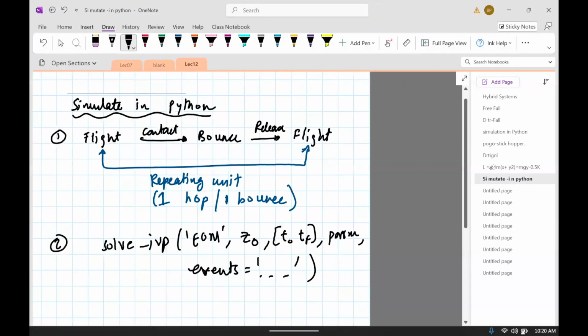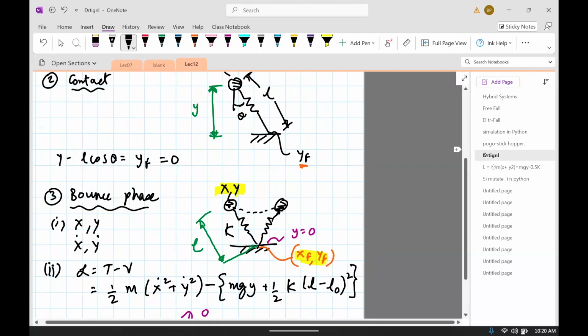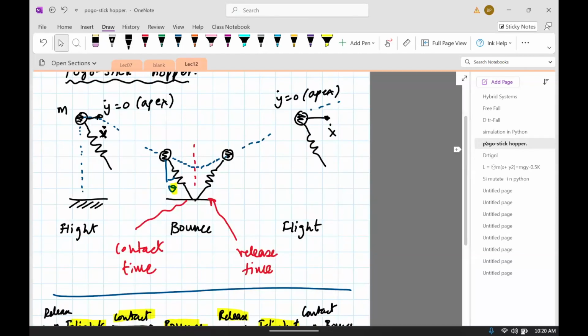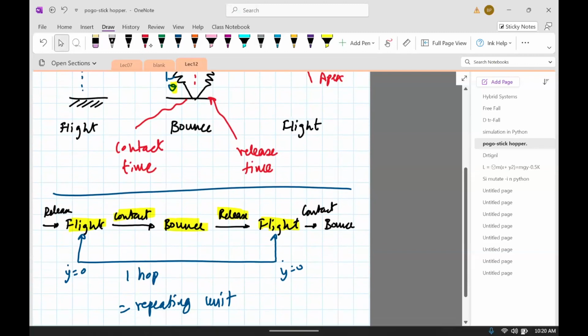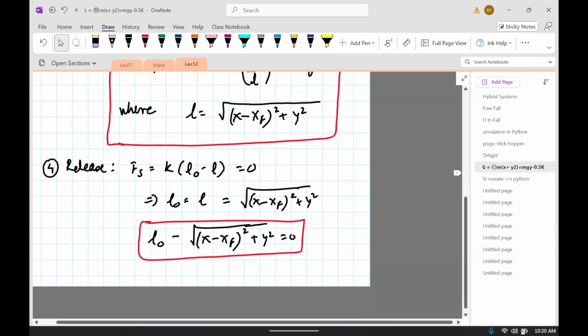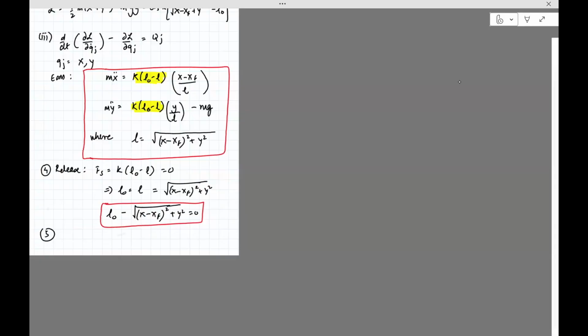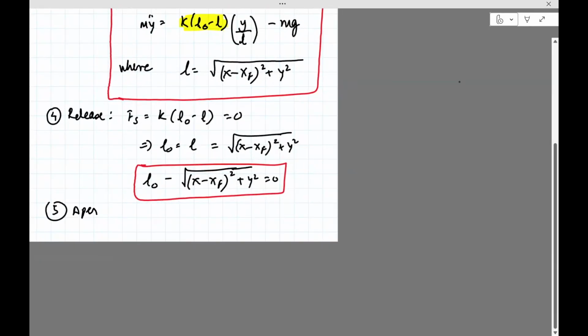I forgot to put that, but apex is another condition which I should put there. This is the apex condition. I wrote it down here, but let me put it down in the equations. Number 5: apex occurs when y dot equals 0. That's when the vertical velocity is 0.